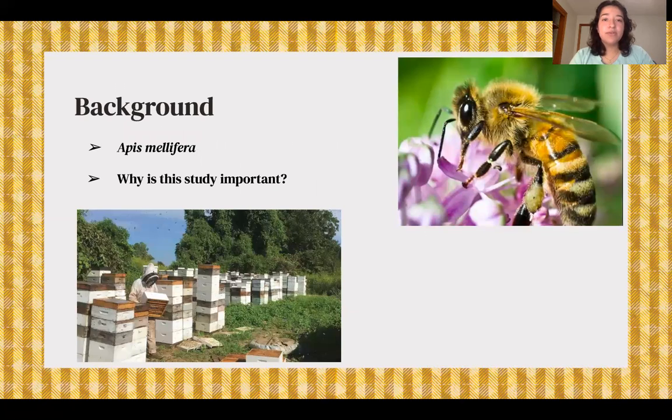Apis mellifera is a European species of honeybee, and it is the most commonly found species worldwide. Honeybees are important because they provide more than 80% of the world's pollination. The process of pollination works like this: the honeybee goes from plant to plant collecting nectar, which is its food source and also what is used to produce honey.